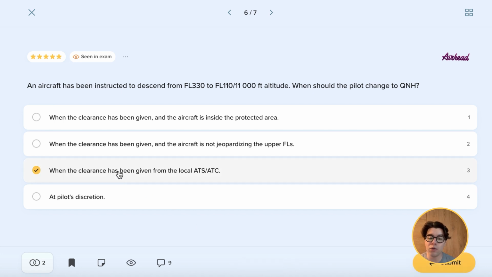However, by law, you can do this once the clearance has been given from the local ATS or ATC, because remember, the QNH is always given for the local station, as these pressure references can be different for different places, and it's usually linked to a certain aerodrome or a certain weather station. Also remember that if the QNH is much lower than the standard pressure setting, it is possible that you will actually overshoot your altitude when descending and changing to the QNH. So this is just something to keep in mind when flying and changing when the QNH is much different than the SPS.